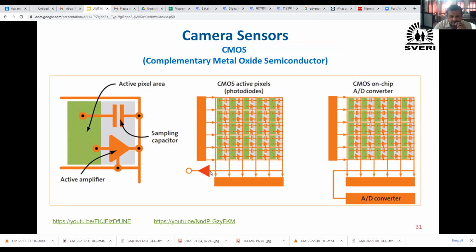Then this information is fed here, and it will go to the different blocks, that is photodiodes. These are known as photodiodes, pixels. The CMOS has an on-chip analog to digital converter. Then whatever image is there in analog form is converted into digital form.